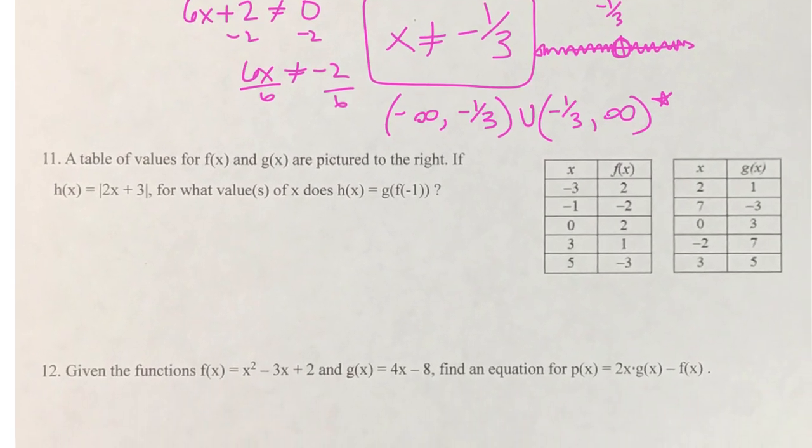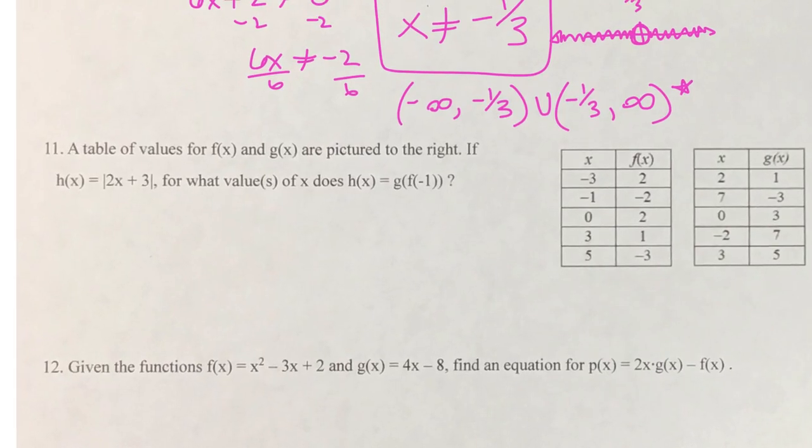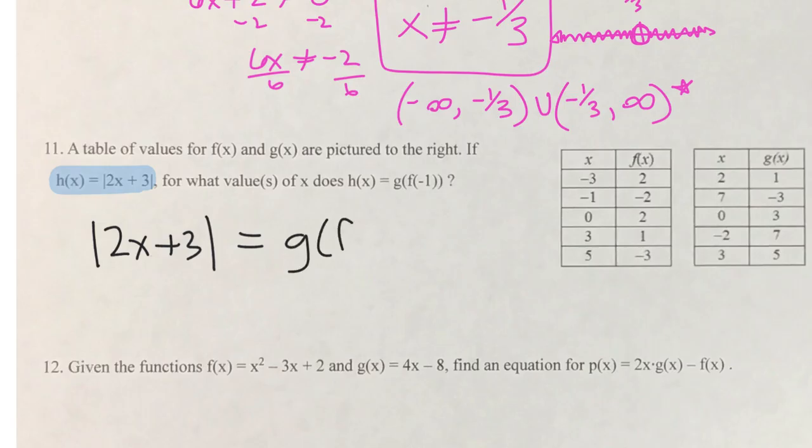Okay, number 11. Here we have a table of values, and we're given this thing called h. So we have an equation that happens to be an absolute value. What values of x, when does h of x, our equation 2x plus 3, equal g of f of negative 1? So we're saying, when is it equal to this composition? We're going to use our table in order to figure out what that value is.